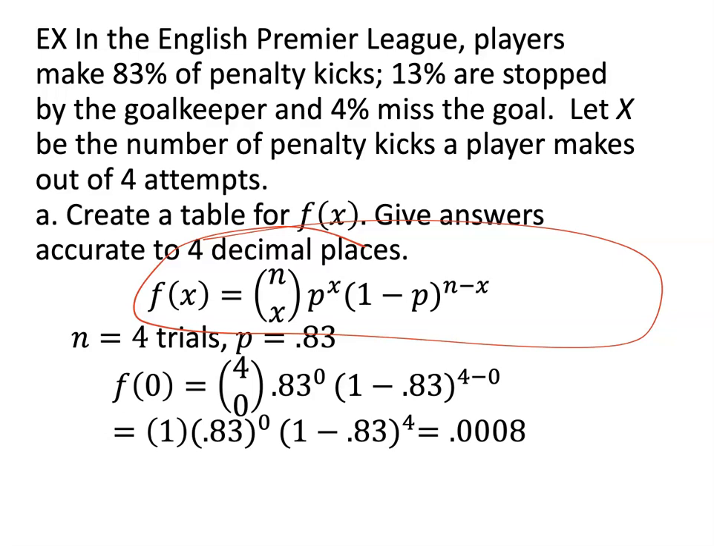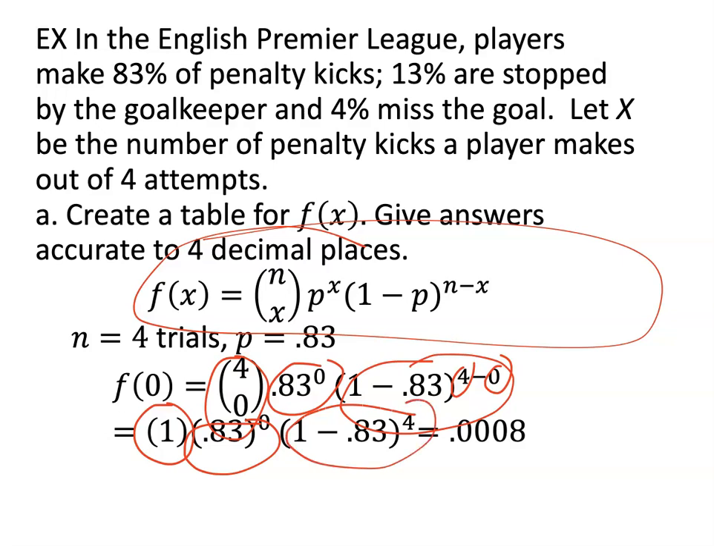So that would be n choose x, in other words 4 choose 0, times p to the x, that's 0.83 to the 0, times 1 minus p to the n minus x. That's 1 minus 0.83 to the n, which is 4 minus x, which is 0. On your calculator, you find that 4 choose 0 is 1. 0.83 to the 0 is just going to be 1. And then 1 minus 0.83 to the 4. All of that turns out to be 0.0008.